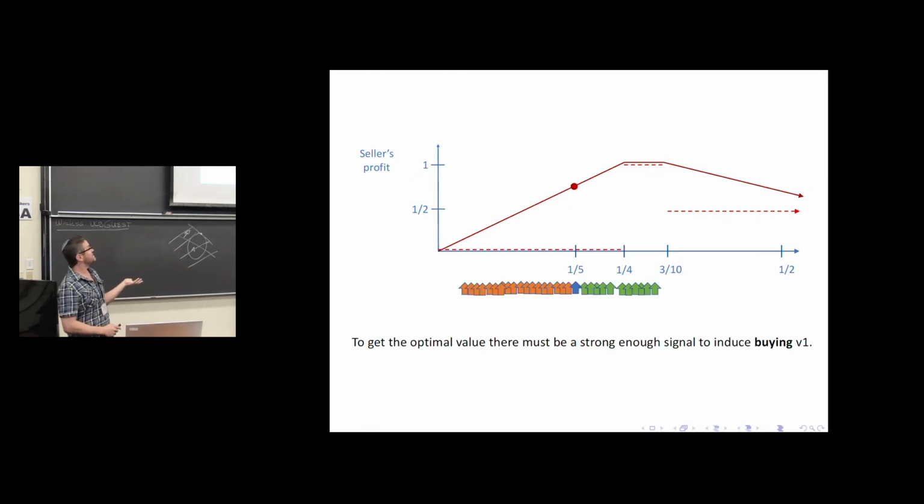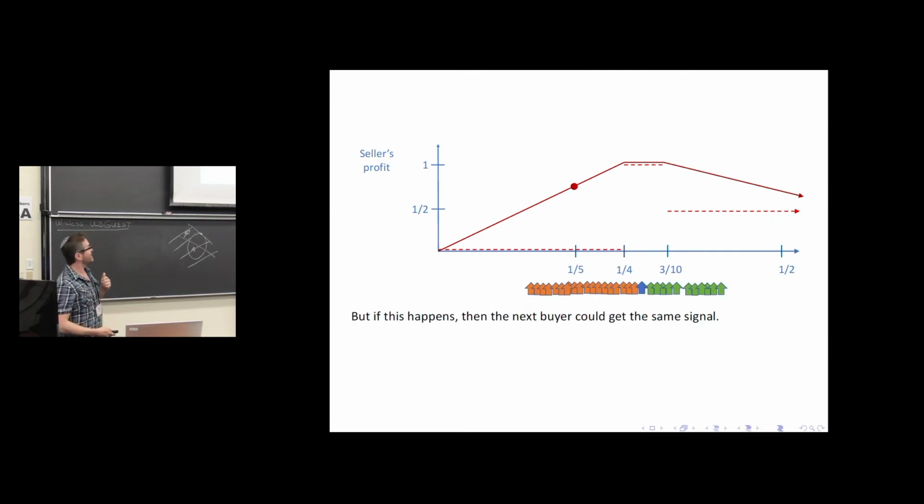And the intuitive reason is, if you think about starting at 1/5, we want to be able to get to 1/4. So there has to be a signal that's strong enough to get us from 1/5 to 1/4. But in that case, it would also get us from 1/4 past 3/10. So we can never converge to something close to 1/4. Okay, so I've shown you two examples, one where it's possible to get the optimal value, one when it's not possible.